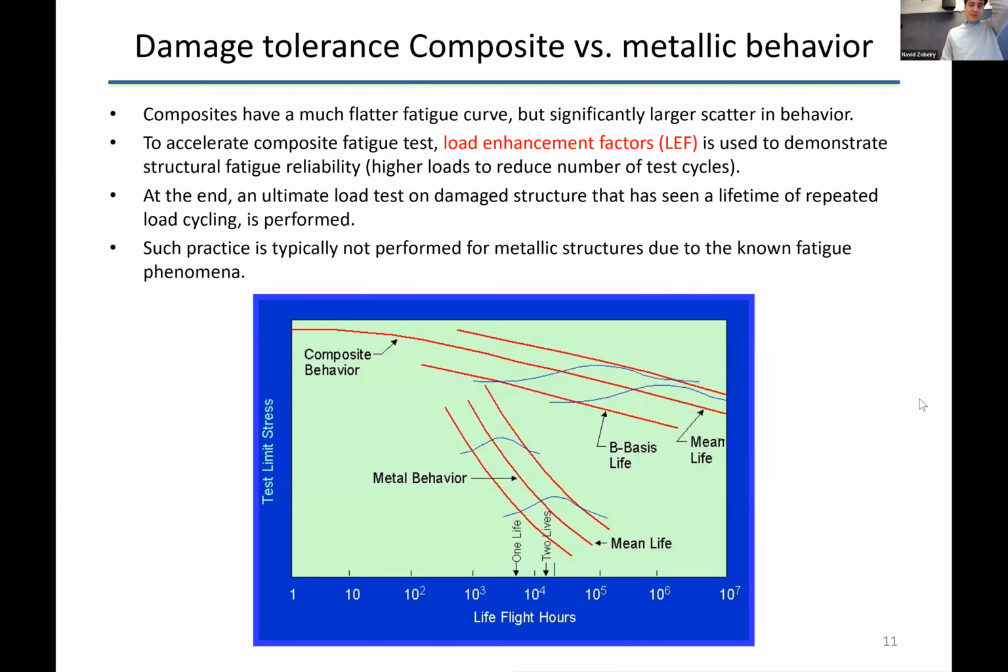Okay. This also I have to explain a bit. The fatigue behavior in metals and composites are extremely different.